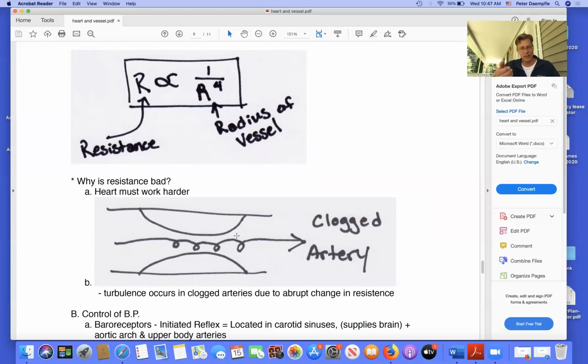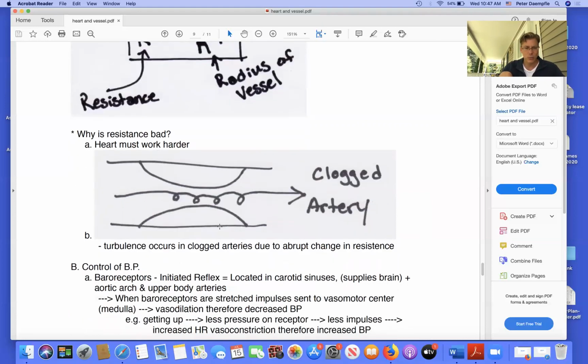But I understood, so anyway, a little tale. I understood that if you change the vessel diameter of the hose, if you put your finger on top of the hose, it sprays faster, it sprays further. And so there are changes, obviously, to resistance and to blood flow when you change the vessel diameter.